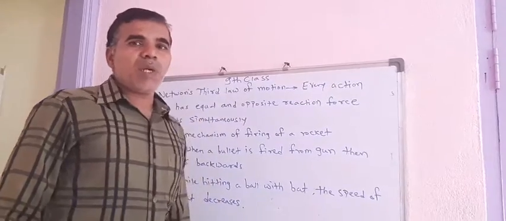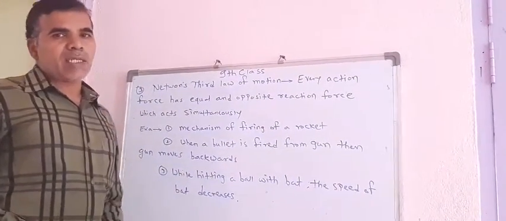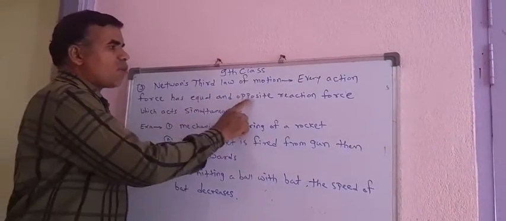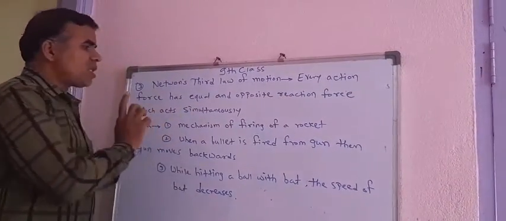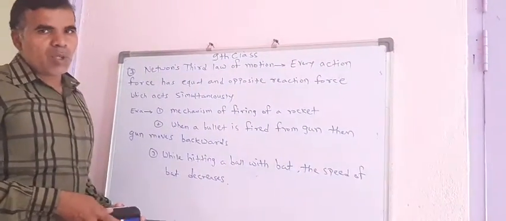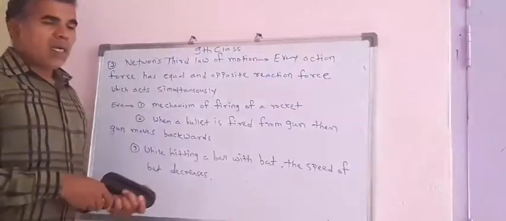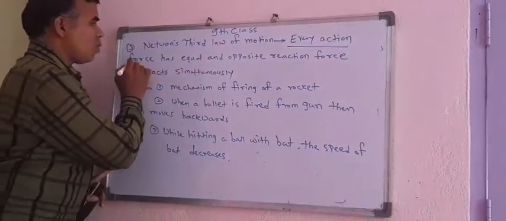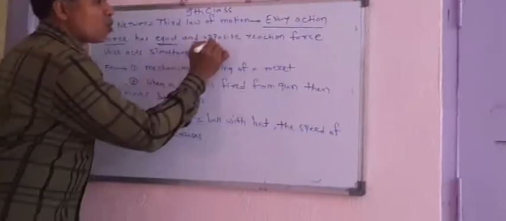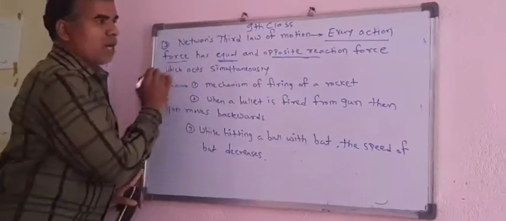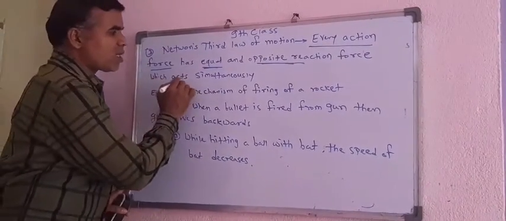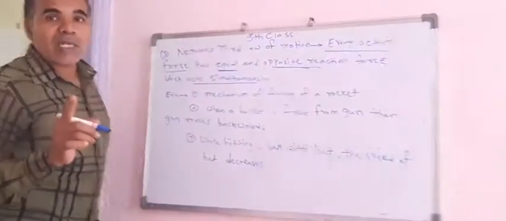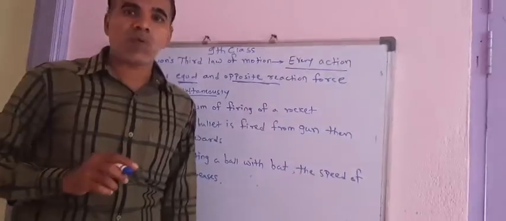The statement of Newton's third law of motion is: every action force has an equal and opposite reaction force which acts simultaneously. Look at this. The third law is an important law. Every action force has an equal and opposite reaction force which acts simultaneously. It means action and reaction occur simultaneously in Newton's third law of motion.